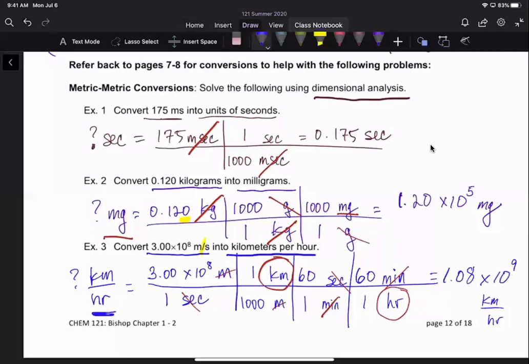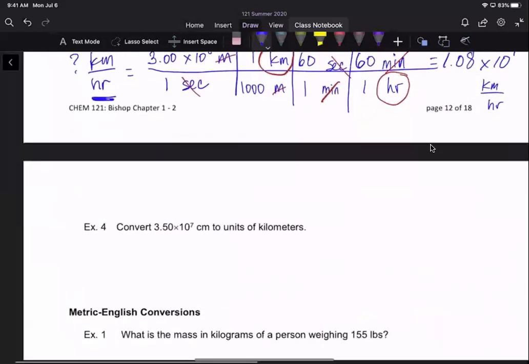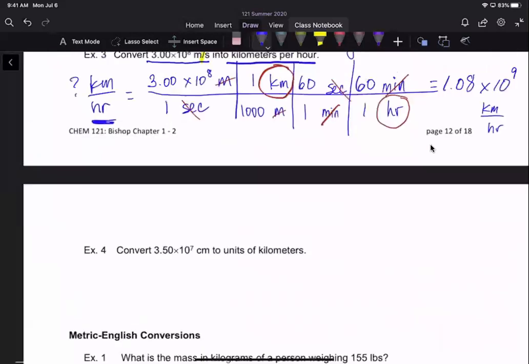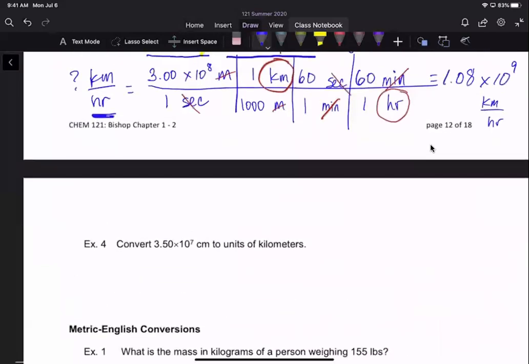Okay, we skipped a couple harder problems. Oh, we have one more here. Oh yeah, we'll keep going with this.